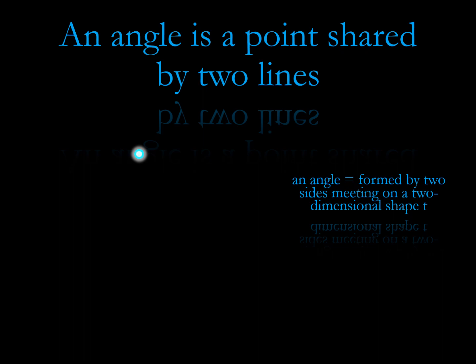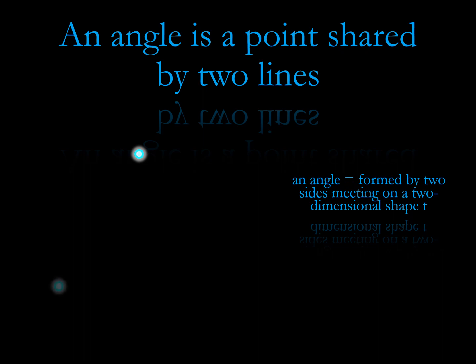So an angle is a point shared by two lines. Or if you look at the right side, an angle is formed by two sides meeting on a two-dimensional shape. Now you can see there's a glowing dot here. We'll call that a point. There's really nothing smaller than a point. We can't break it up.